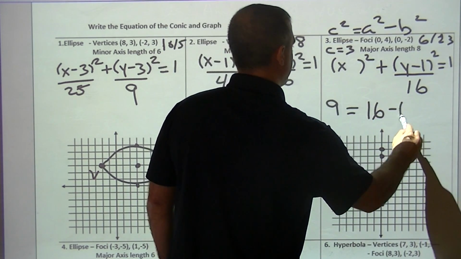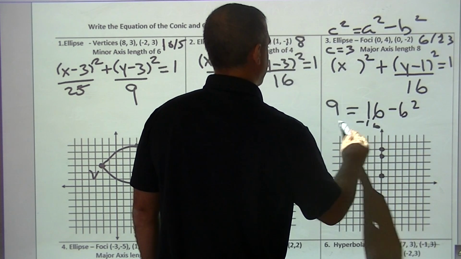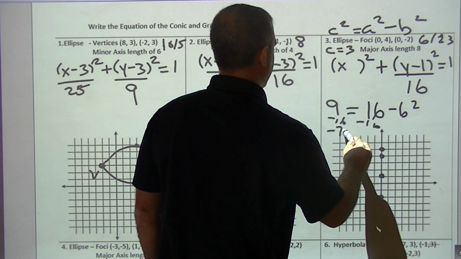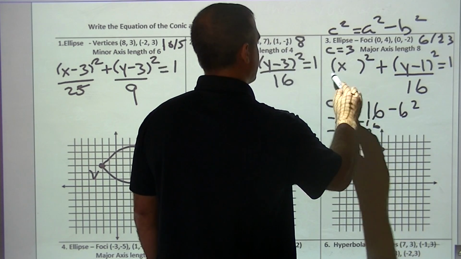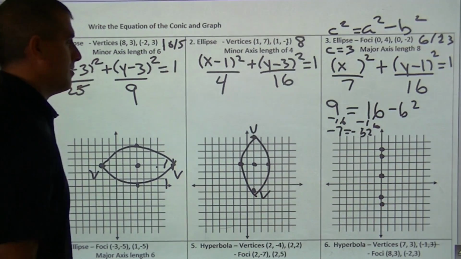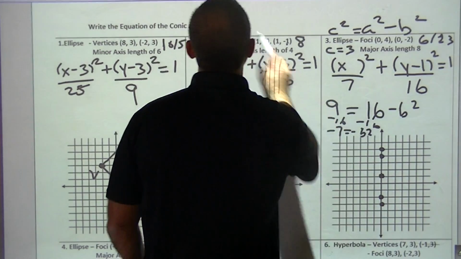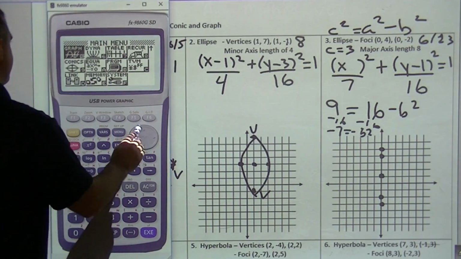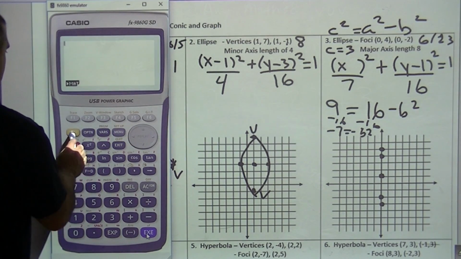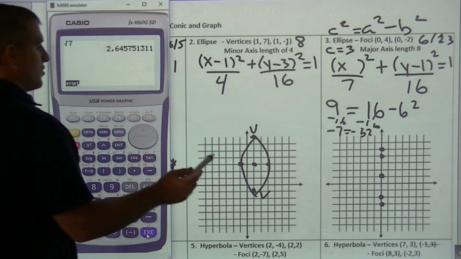Simple arithmetic. I would subtract the 16. That gives me negative 7 equals negative b squared. So 7 represents that number underneath. Now, to finish my graph, I only have to graph one more part: the square root of 7, which is 2.6.